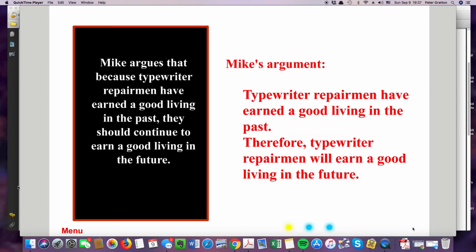Right? Now, Mike's argument, the typewriter repairmen have earned a good living in the past, therefore typewriter repairmen will earn a good living in the future, obviously leaves something out, which is the fact that, yes, over a 75-year period, perhaps their income was a good living in the past, but that doesn't mean it will happen in the future, right? Why? Obviously, the introduction of the microcomputer in the 1980s changed everything. Right? Sales of typewriters went way down, and there's very little use for typewriter repairmen these days.